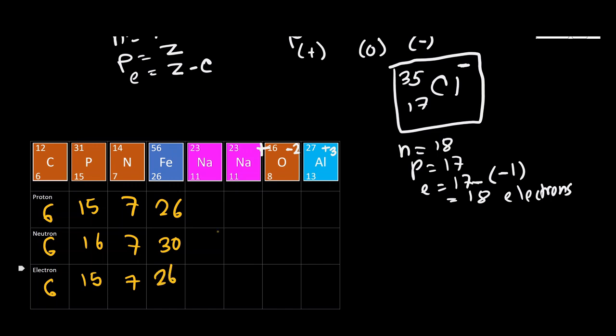Let's do for sodium. Number of neutrons, number of protons. Okay, so protons, what is that? That's 11. Number of neutrons, that's going to be 12, because 23 minus 11 is 12. And electrons, that's going to be 11.